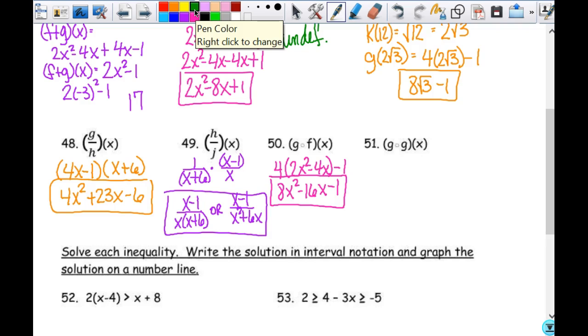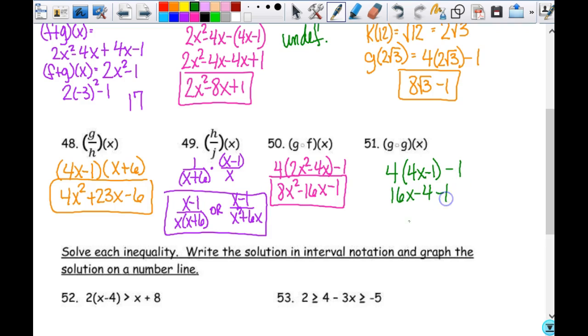So then g of g of x. So g of x starts with 4, and instead of x, I plug g of x into itself, and I get 4x minus 1, and then a minus 1. This gives me 16x minus 4 minus 1, so that is 16x minus 5.